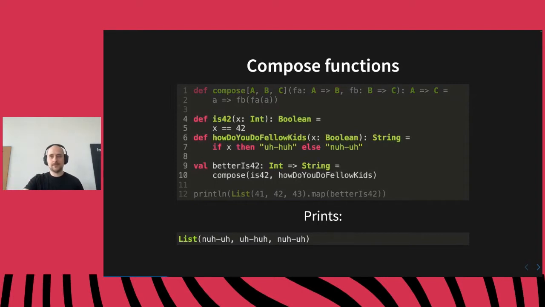If you look at it, yeah, we can create a function by composing functions is42 and how do you do, fellow kids? And we get a new function that is from int to string. And that's quite interesting. The important thing is that the compose function knows nothing about the functions you are trying to compose, except the fact that they have a single argument and a single result value, and the result of one function matches the input of another. But still, compose might be implemented somewhere inside the language, and you can use it to compose your application functions.